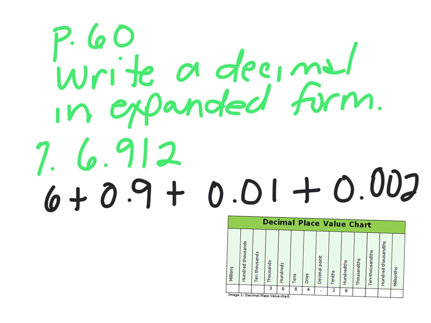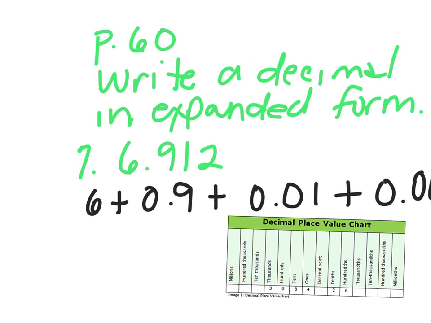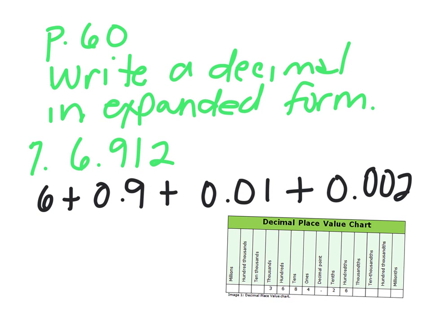On number 7 on page 60, it says write a decimal in expanded form. Oops, it's moving around. And so number 7 there is 6.912. We know that the 9 is in the tenths column. Try this again. The 9 is in the tenths column. The 1 is in the hundredths, and the 2 is in the thousandths. And of course the decimal is right here. And the 6 is in the ones column.